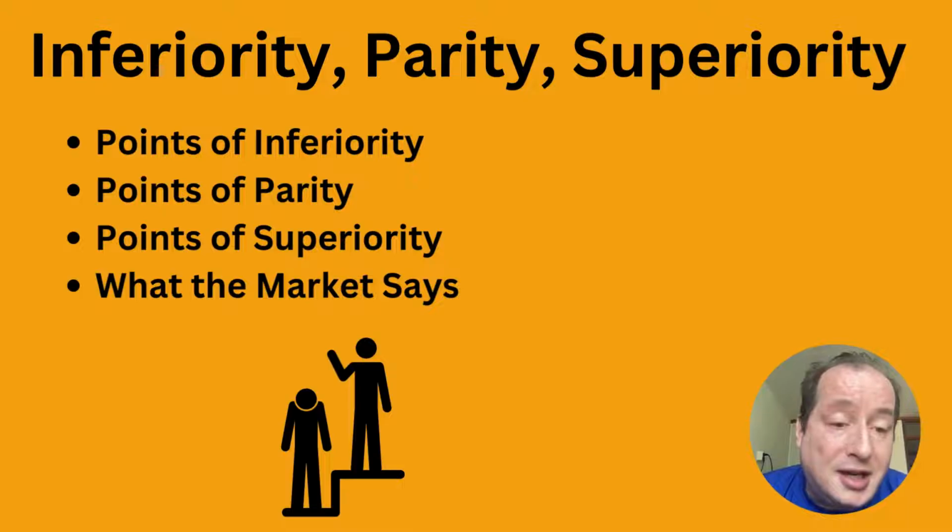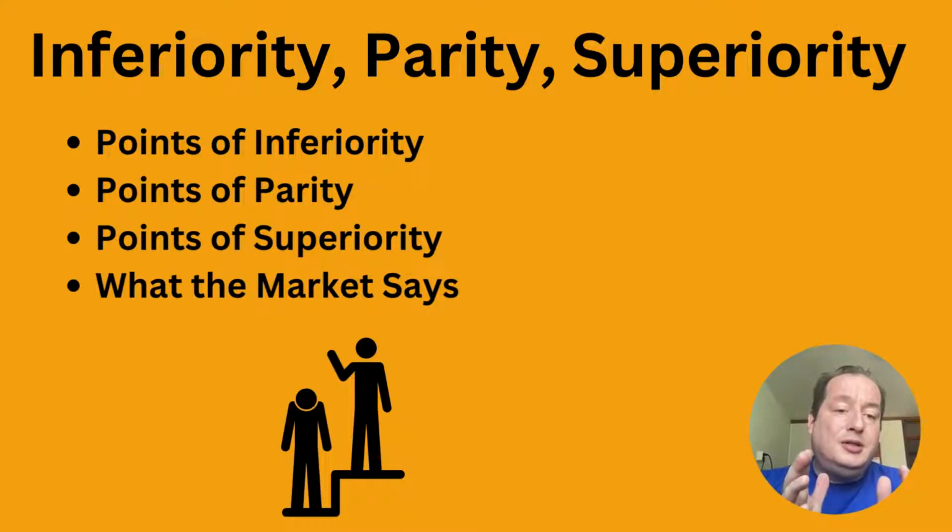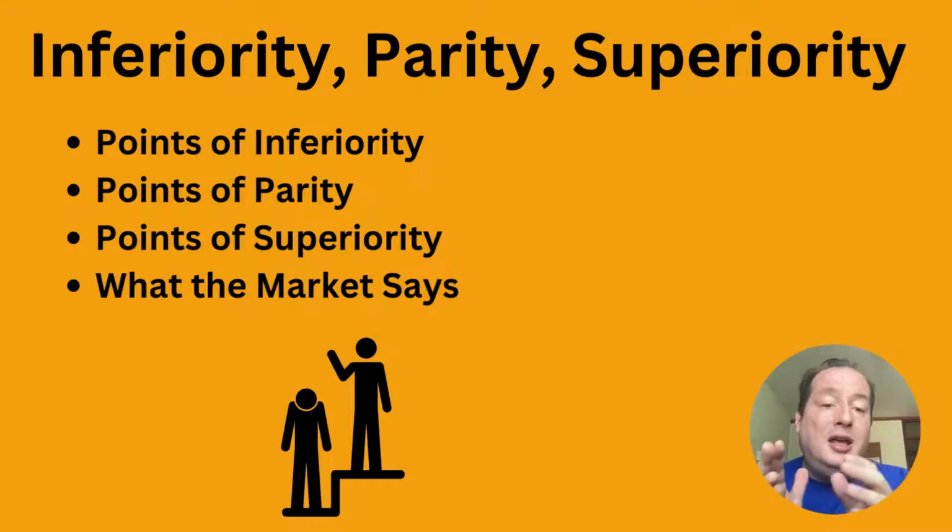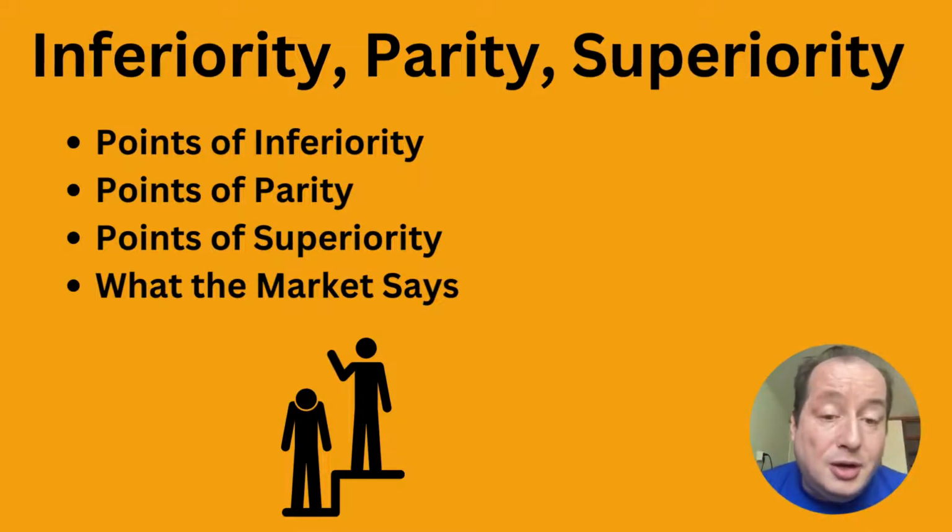So what the market says actually is very important in that case. The point is, if you have 3 or 4 points of parity and 1 point of superiority, you have a chance to grow. If you have 3 points of parity and a point of inferiority, you will be overtaken by your competitor. So the idea is actually to match it. Parity is neutral. Inferiority, of course, is bad. But if you have more points of superiority, you have a chance to grow.